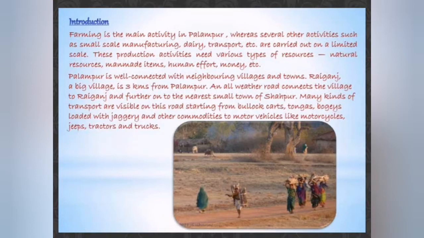Palampur is well connected with the neighboring villages and towns. Raiganj, a big village, is about 3 kilometers away from Palampur. An all-weather road connects the village to Raiganj and further on to the nearest small town of Shahpur. Many kinds of transport are visible on this road, starting from bullock carts, tongas, buggies, and motor vehicles, motorcycles, jeeps, tractors, trucks. Many types of vehicles can be seen on the roads of this village.